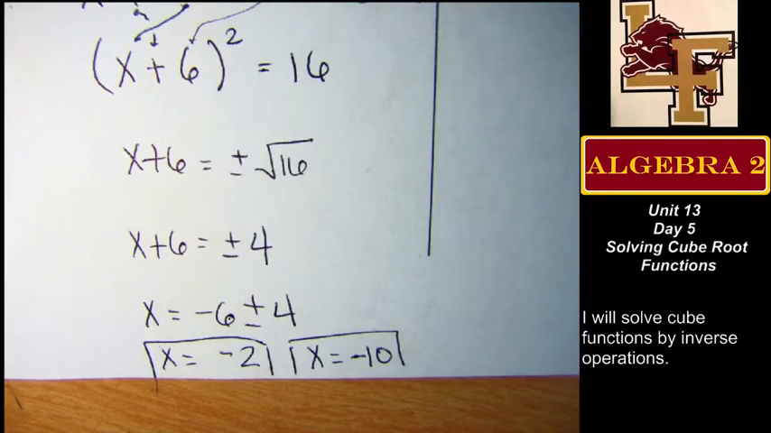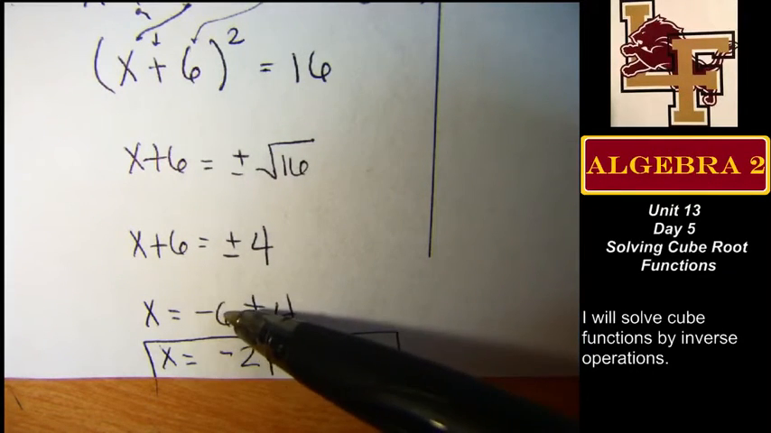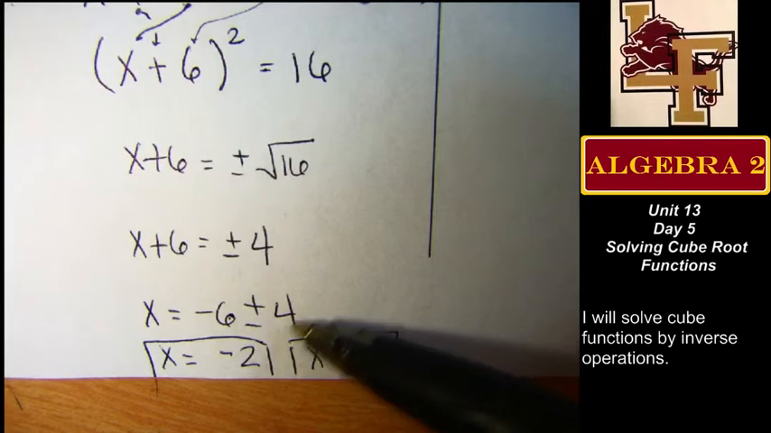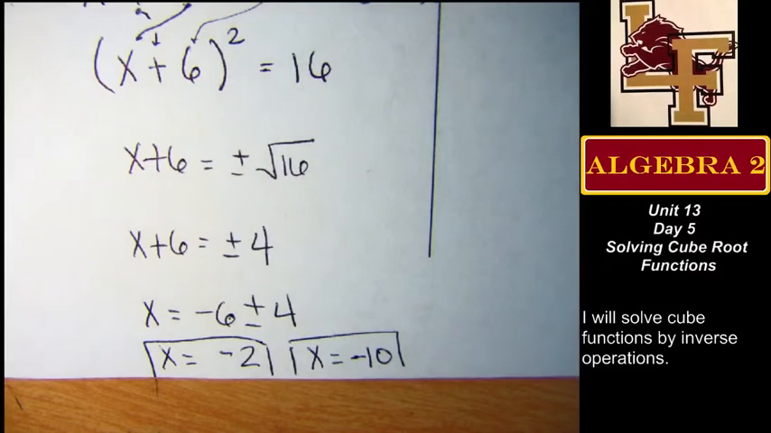This was a beautiful one to complete the square on. Because I did negative 6 plus 4, negative 2. And then I did negative 6 minus 4, negative 10. That's it. Right? It's super easy. That was all I had.